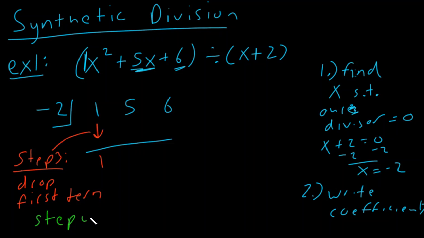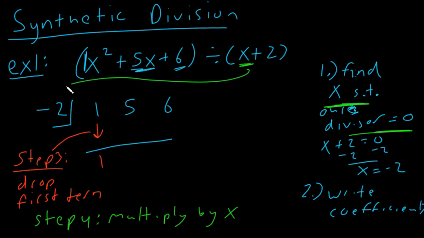And step 4 is we are going to multiply by x. So remember when we said we're going to find our x such that our divisor was equal to 0? Well, this x is negative 2, so we're multiplying by x. So we're going to do negative 2 times 1. And once I multiply those, I'm going to bring that over here. Negative 2 times 1 is negative 2.